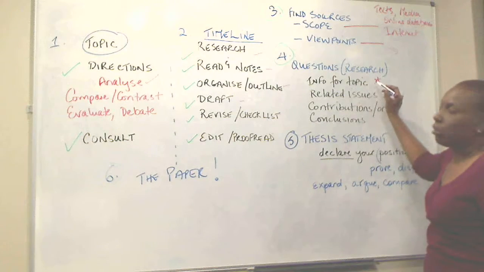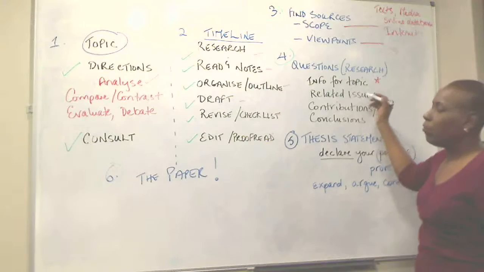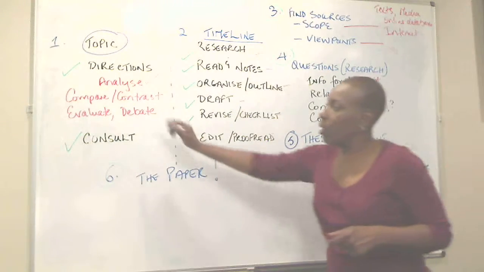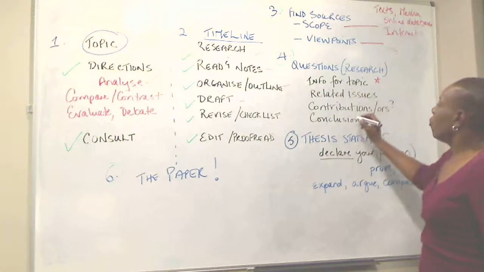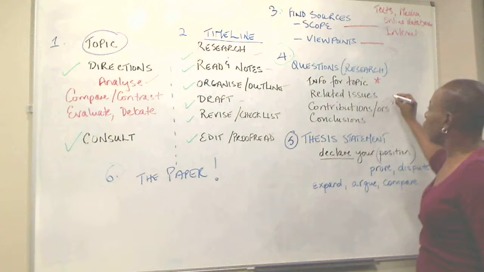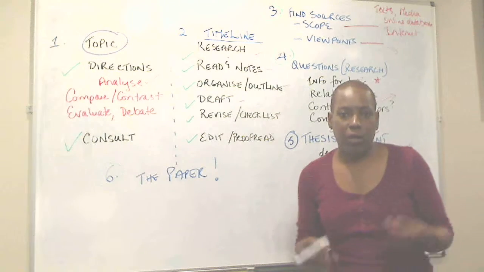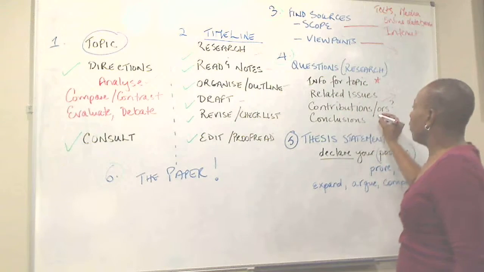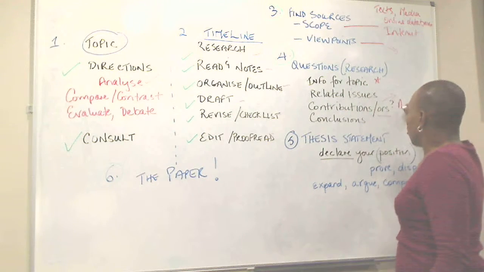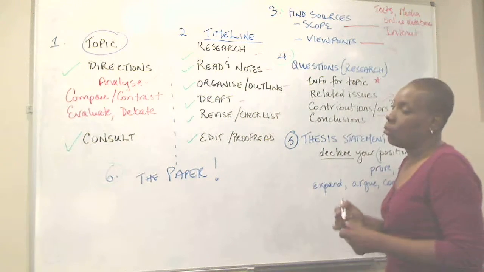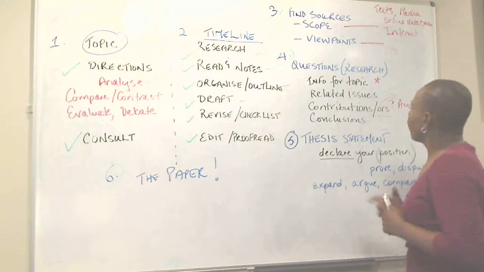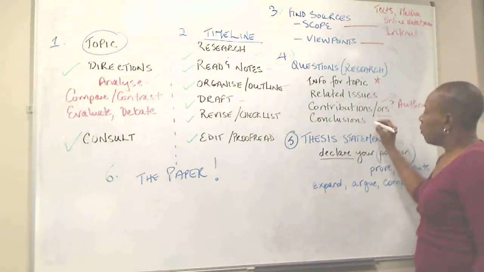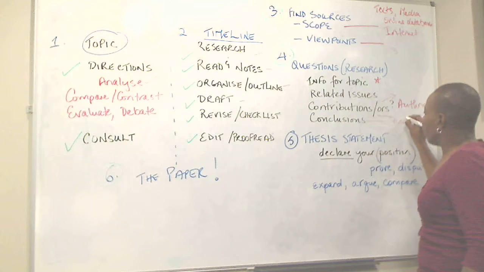not just restricted to the particular topic, but you have to find related issues, particularly if you are to compare and contrast and you are to evaluate and debate. Related issues, you have to look at the contributions. Contributions really mean what previous research existed on the topic, and who are the contributors, meaning the authority. The authorities in this regard would usually come from the academic online databases. You look at what are the conclusions or the findings of the research.